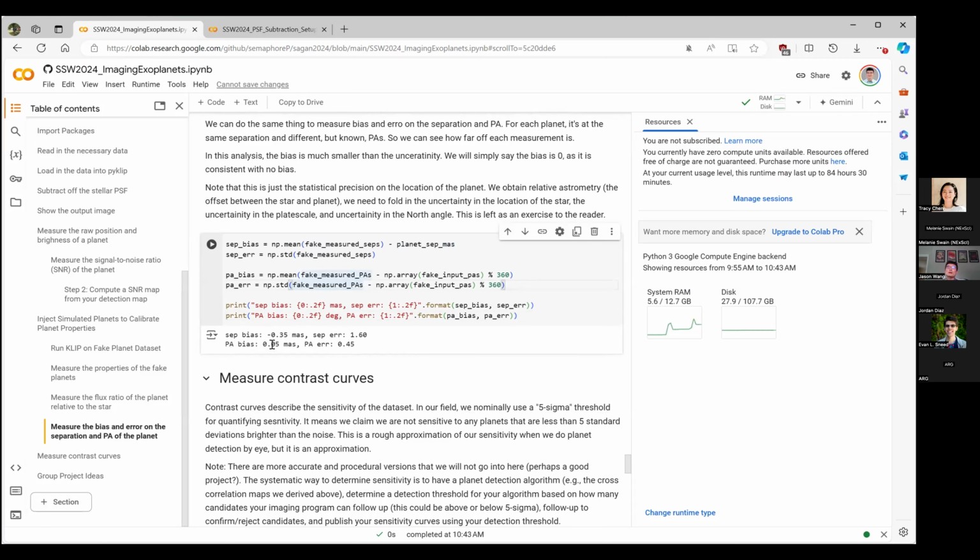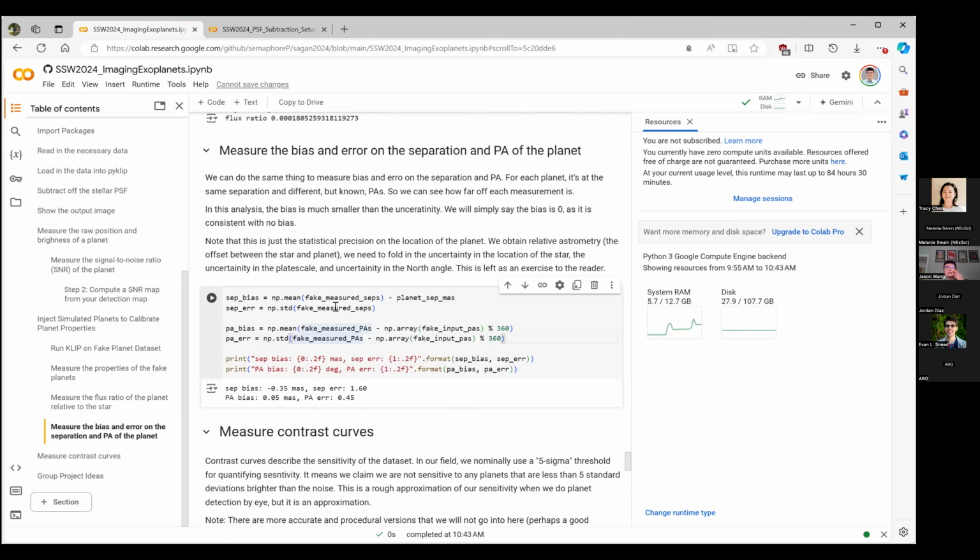These values are actually very small. You can compare that against the uncertainties in the separation and PA. We measure the uncertainties in the separation and PA by just taking the standard deviation, the scatter in the various separation and PA measurements.